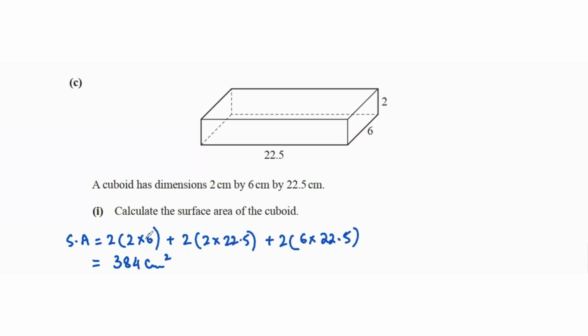Why are we multiplying each product by 2? Because if you look at the cuboid, there are 2 sides to each. So if you look at the top face, that is 22.5 times 6, and so is the bottom face. Then if you look at the side faces, it's 2 times 6, so 2 times 6 over here. Then front and back is 22.5 times 2, and then again 22.5 times 2.